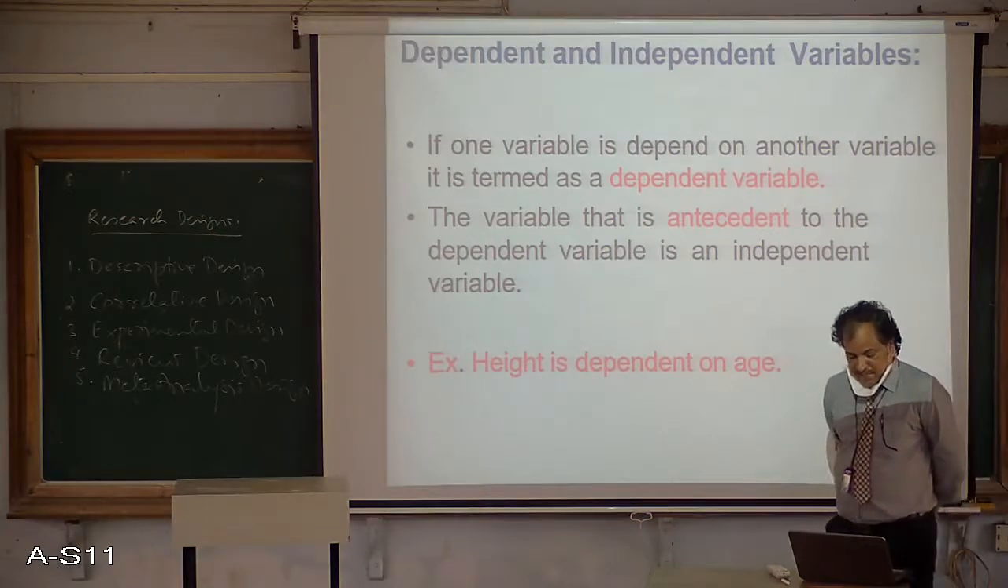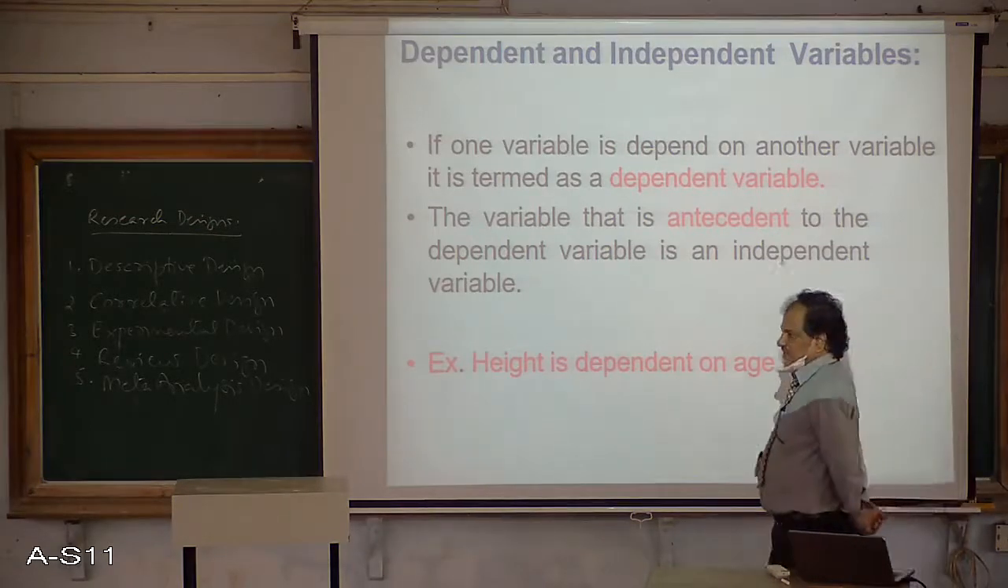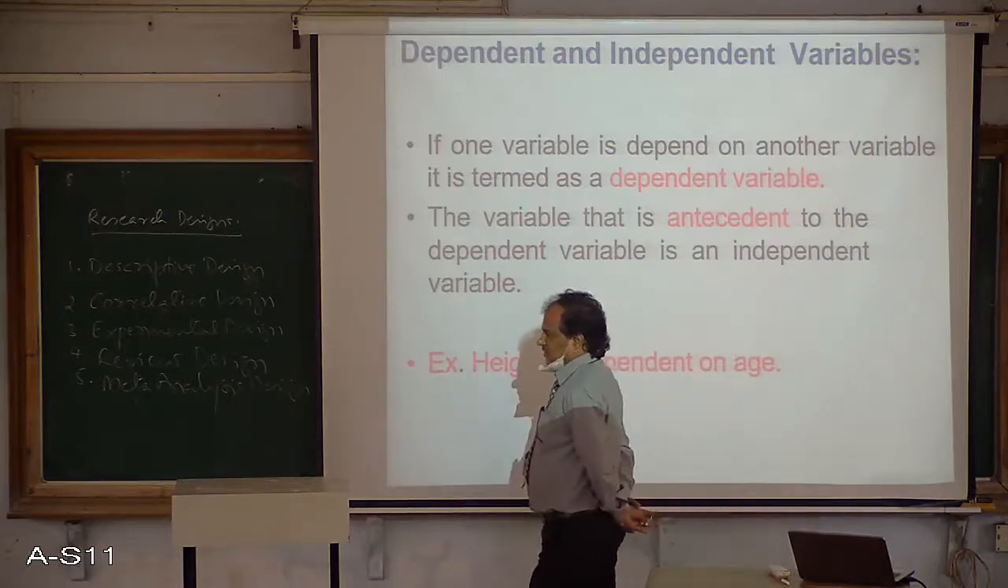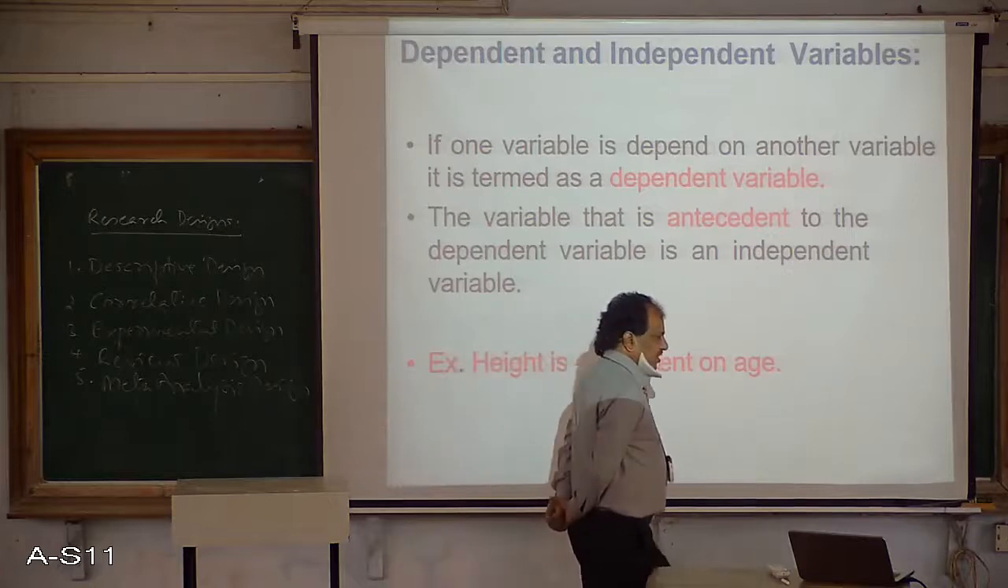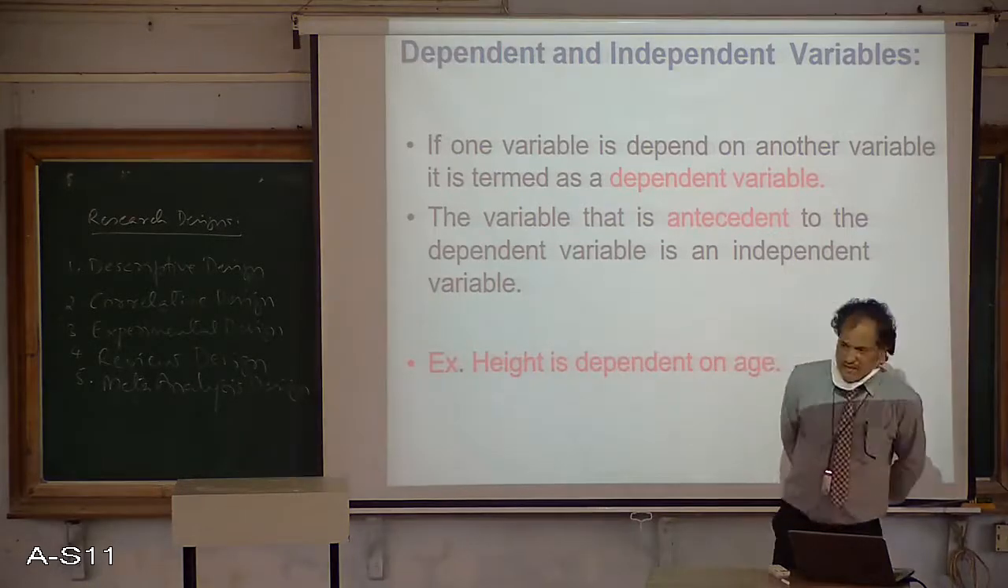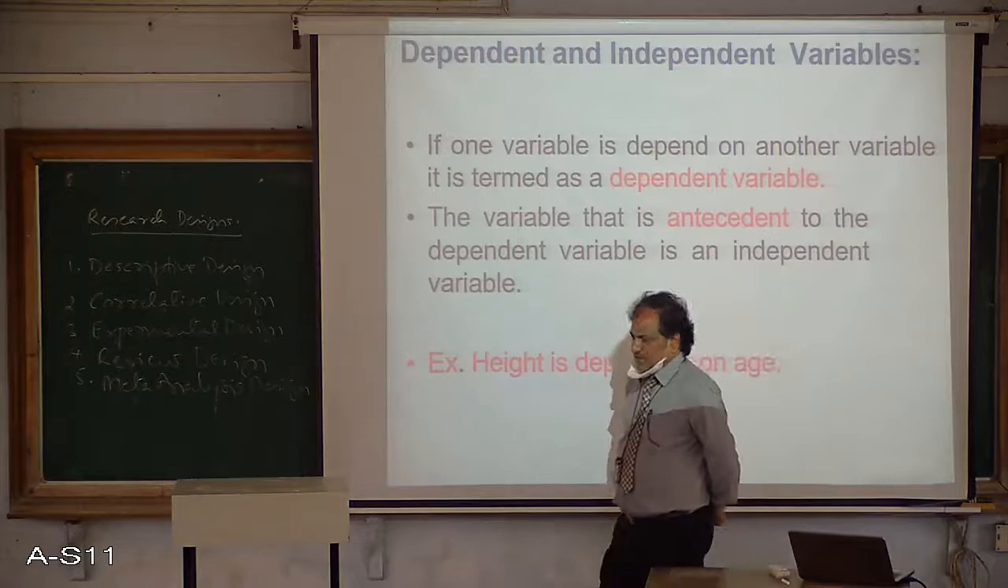Say for example, height is dependent on age. So as age grows, height grows. Okay, till a certain age height keeps on growing, and after a certain level, the height stops.